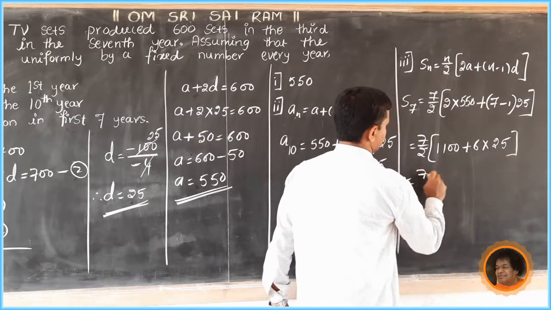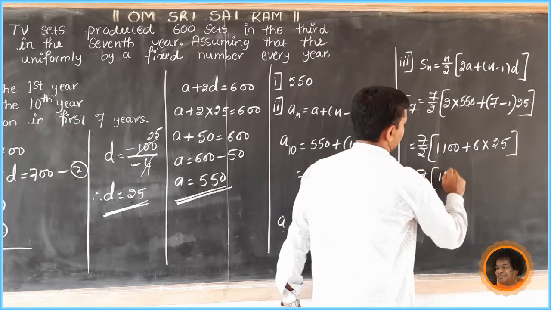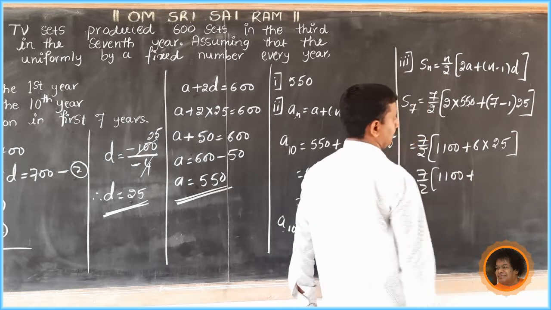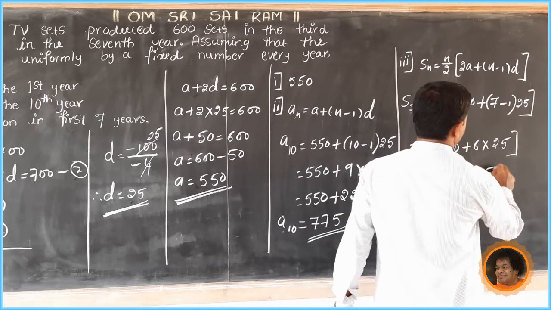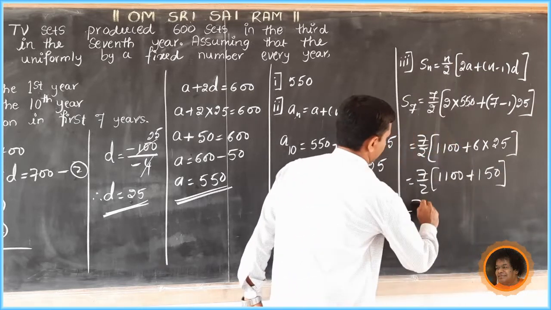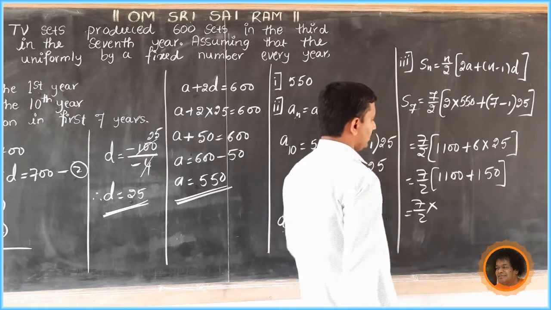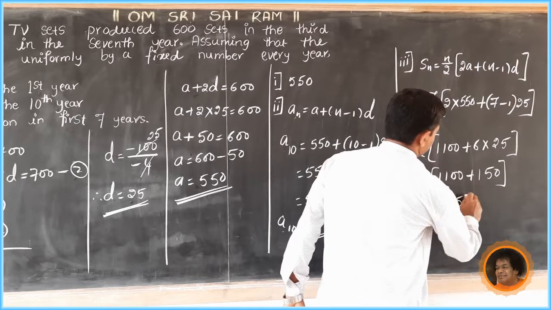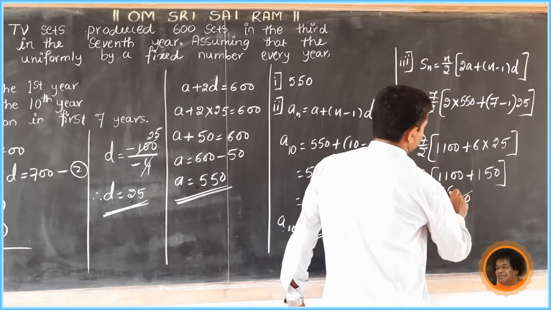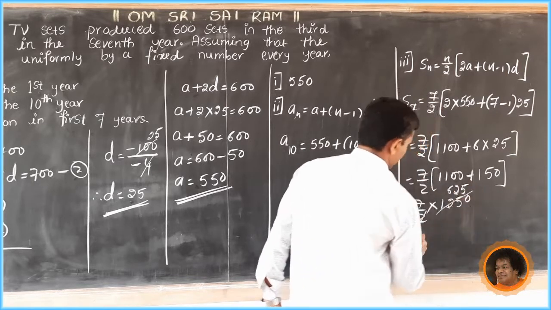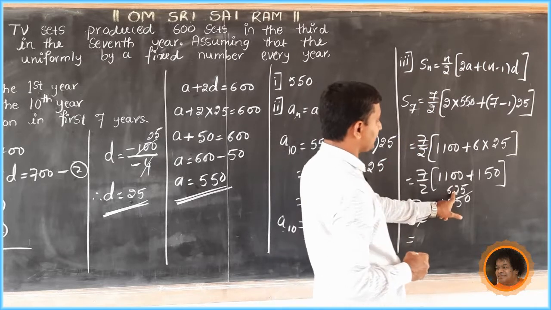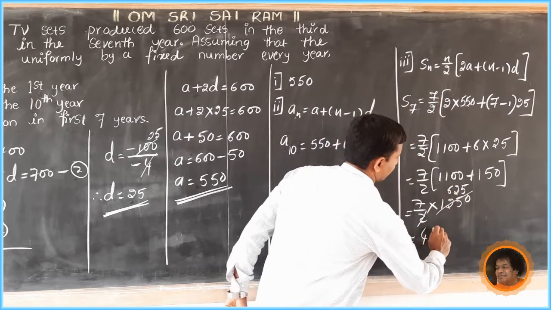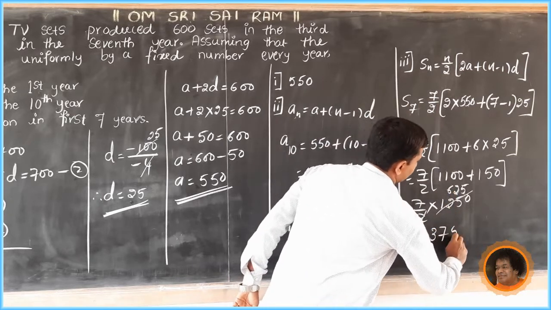So, this is equal to 7 by 2 into 1100 plus 150, which is 1250. Now, 2 ones are 2, 6, 25s are... Now, multiply 7 into 625. So, the product is 4375.